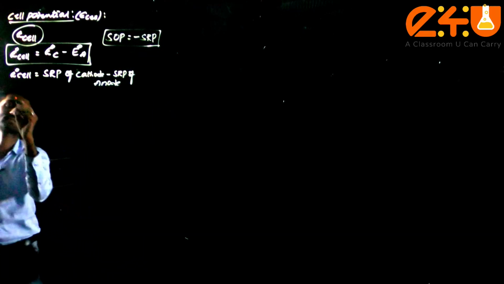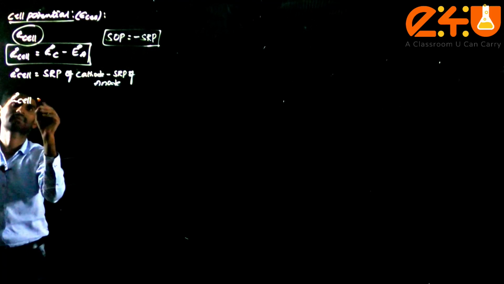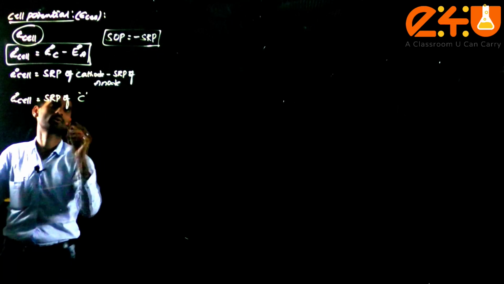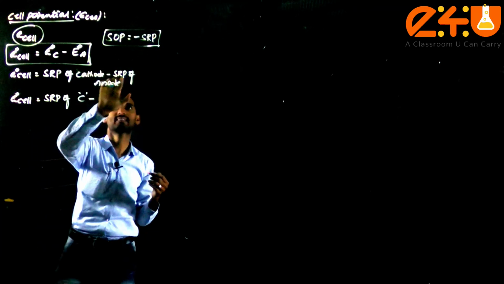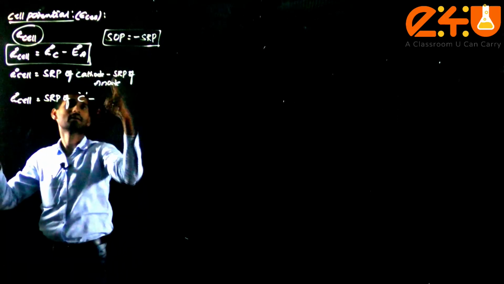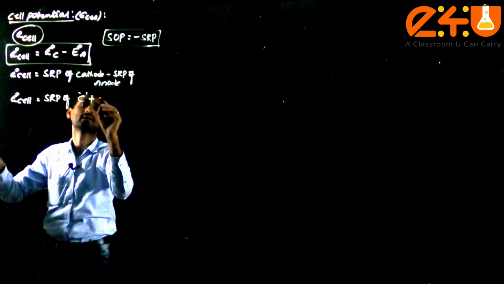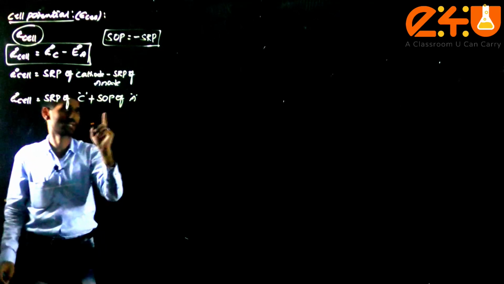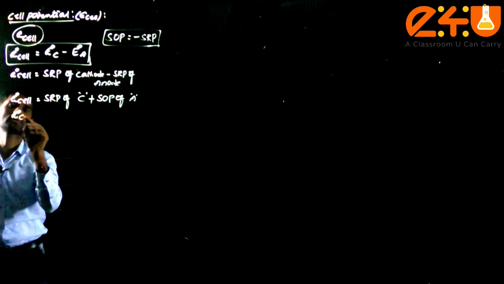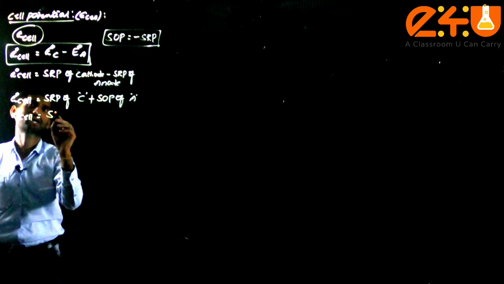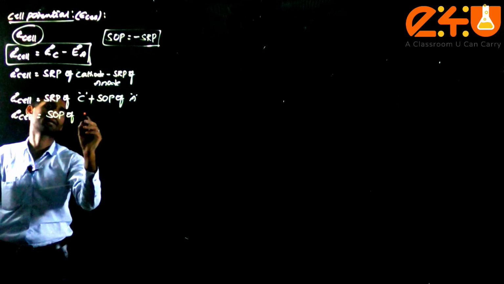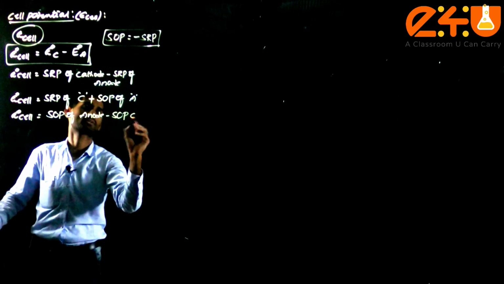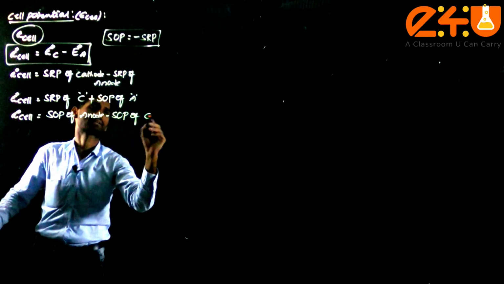Now what will happen, dear students? E naught cell is equal to the standard reduction potential of cathode minus SRP of anode. In place of SRP of anode I can take SOP, so minus of minus becomes plus, the standard oxidation potential of anode. Next, I can write it like this also: E naught cell is equal to the standard oxidation potential of anode minus the standard oxidation potential of cathode.